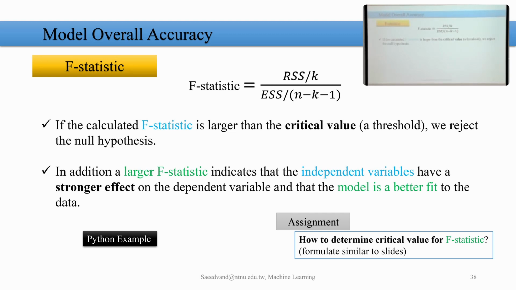We say if the calculated F statistic is larger than a critical value or a threshold, we reject the null hypothesis. We can use it as a second application over there. With the F statistic, we can also reject the null hypothesis. And in addition, we can say a large F statistic indicates the independent variables have stronger effects on the dependent variable, and the model is a better fit.